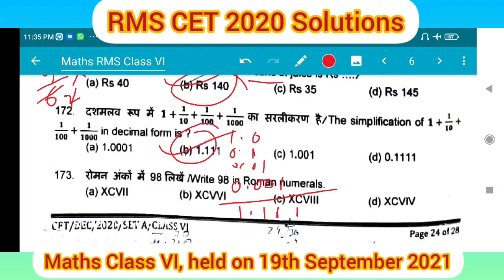Write 98 in Roman. This is very easy. Option C. C means century, 100. 100 minus 10 is 90. 90 plus 8 is 98. This is the option.